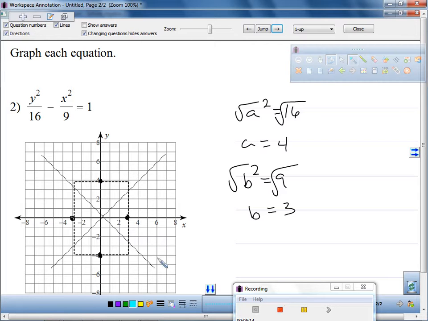Now the question again is, which one's our vertices? Remember, our vertices is always with the a value. So our a was the 4. So this particular one, I'm going to darken this in. All right. So our hyperbola branches will be up here and here. Okay, so the main thing I'm looking for though is that you draw them in the right places, and they don't have to be super pretty.